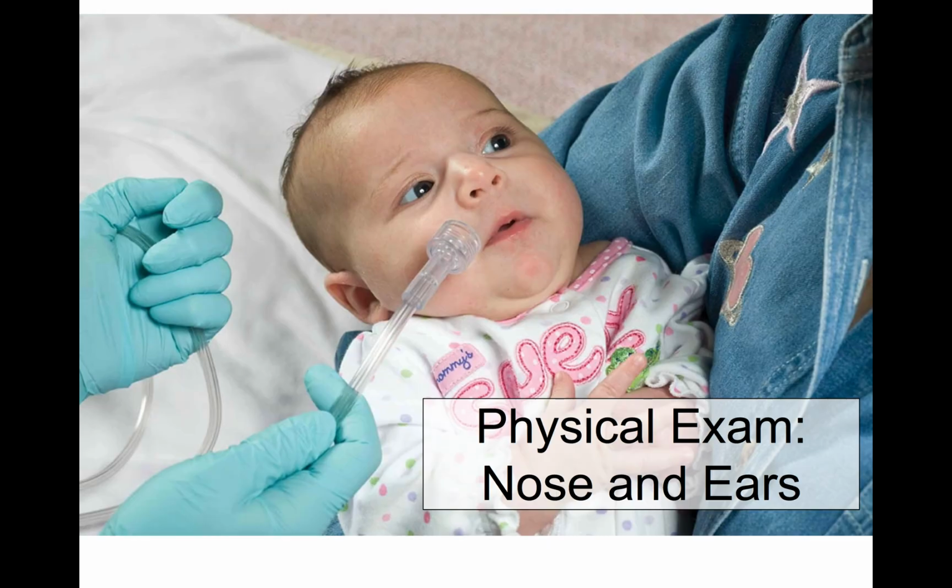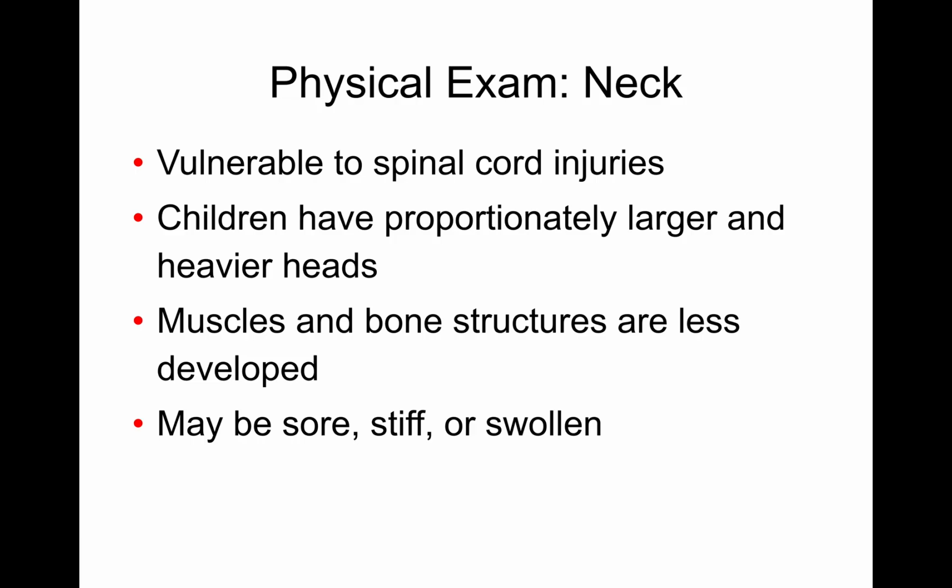Look in their nose, make sure that's not all full of something where they can't breathe. Make sure there's nothing coming out of their ears, like they have a head injury. Look at their neck. Kids' vertebrae especially are real small. Their heads are really big and heavy compared to the rest of their body, so it's pretty easy for them to get neck injuries, especially in crashes.